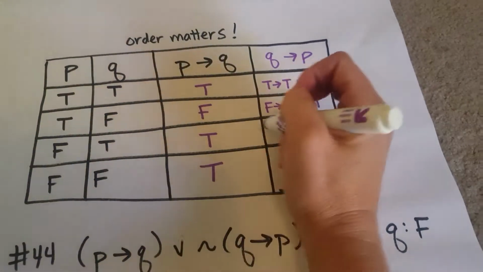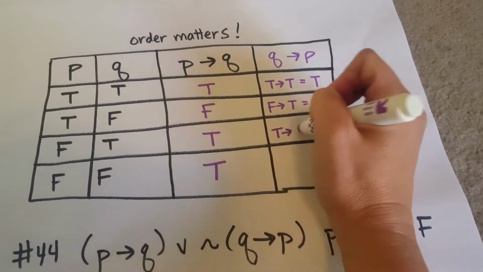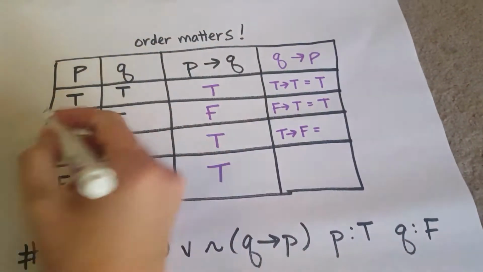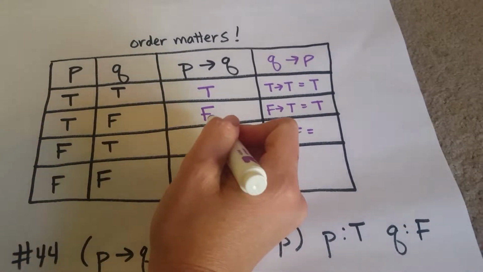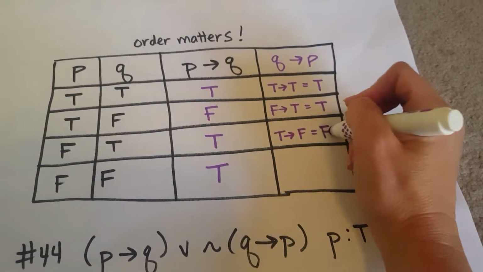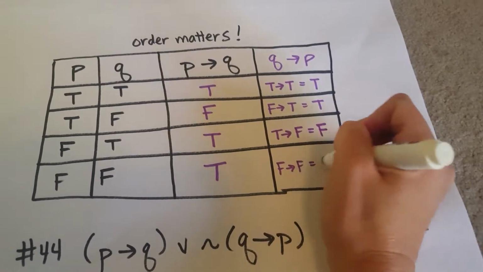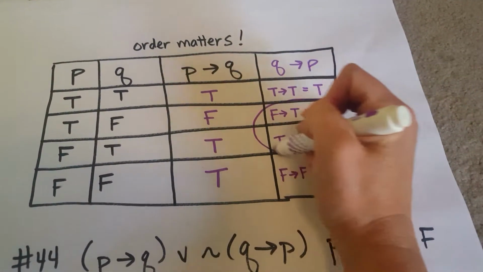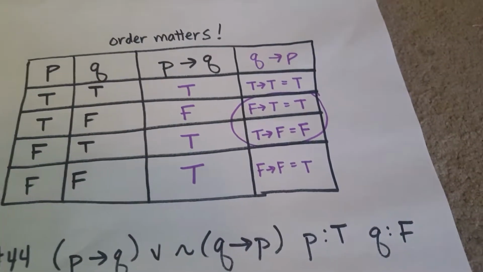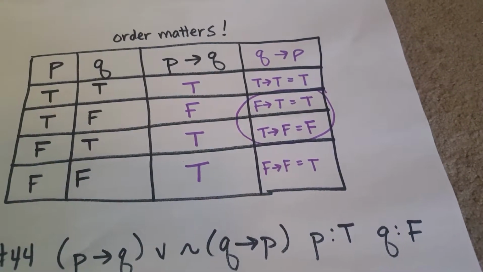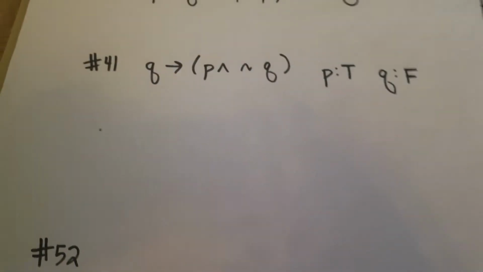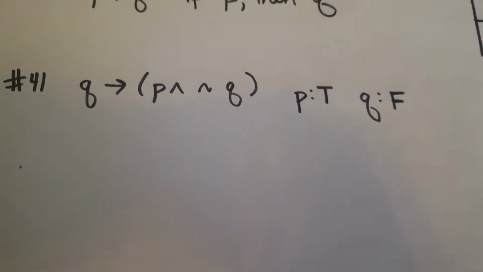Here I'd have the true first, then false. And we know that if true is first, false is second, it's false overall. False, then false is true. So you've got to be careful when you have one of each, what it's going to end up being, what's first, what's second.